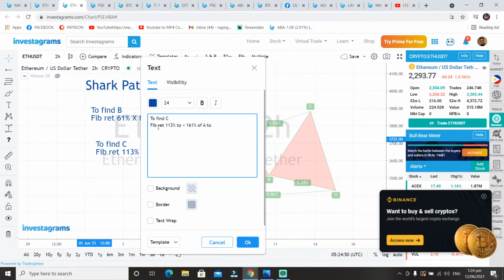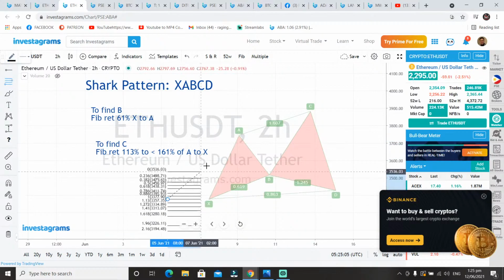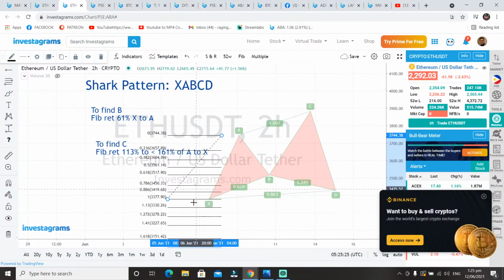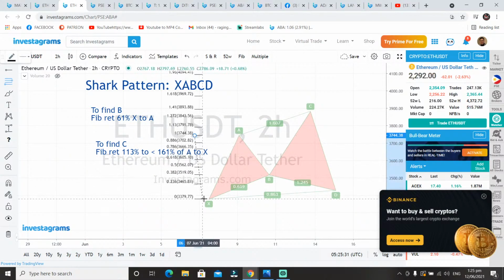A to X. Why A to X? Because we are measuring its upward movement. If you use X to A, what will reflect is the fib levels going downward, so there are no fib levels here. But since we are looking for level C, and level C is 113% or more than 100%, because 100% is this level, from here to here, this is the 100% level. So we are going to measure from here down to here.